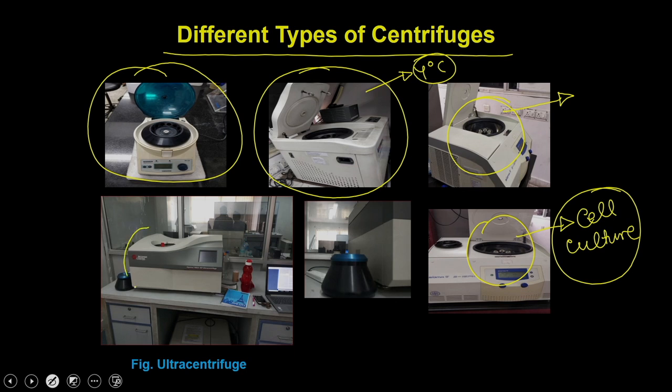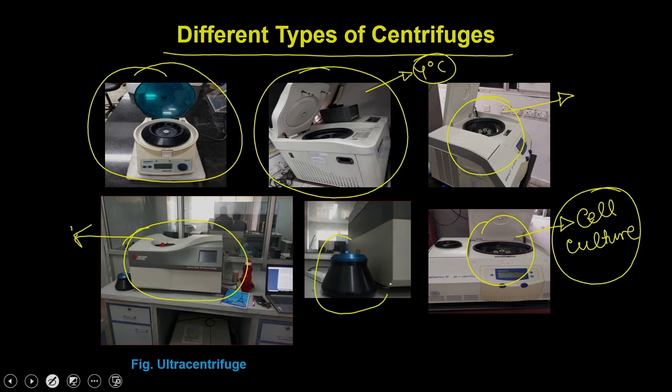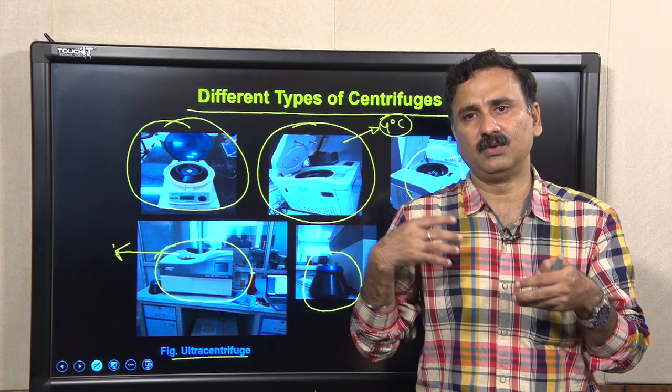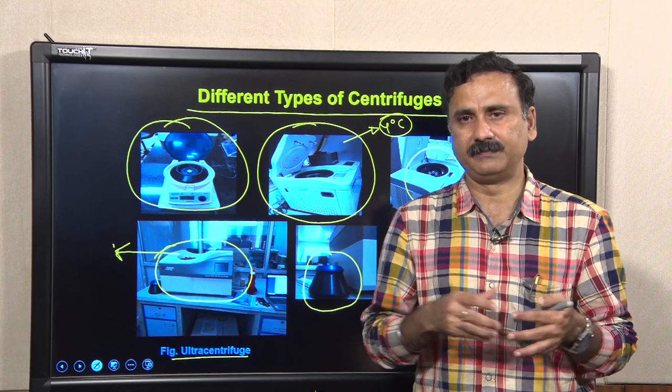And this centrifuge is called the ultracentrifuge, because it can go to ultra high speeds, even up to 1 lakh G. That is required to isolate the different components of a cell. This is a typical rotor you use in an ultracentrifuge. These rotors are made of a very, very strong metal, so that when they are rotating at very high speed, they can withstand that kind of high pressure.